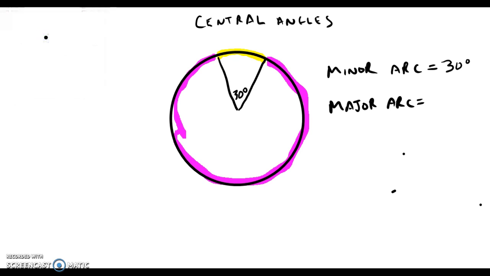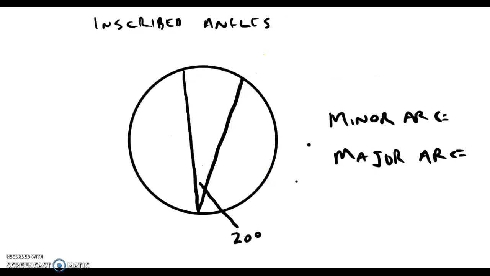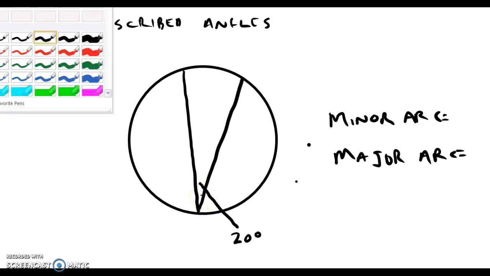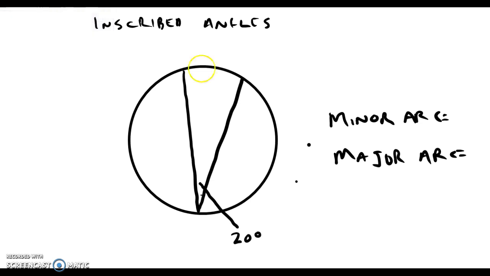Anyway, the major arc is 330 degrees because that's 360 minus 30. Inscribed angles are always half the measure of their arc. So if this inscribed angle is 20 degrees, then the minor arc is going to be 20 times 2, which is 40. So it's going to be 40 degrees. And the major arc is going to be 360 minus 40, which is 320. So the minor arc is 40 degrees, and the major arc is going to be 320 degrees.